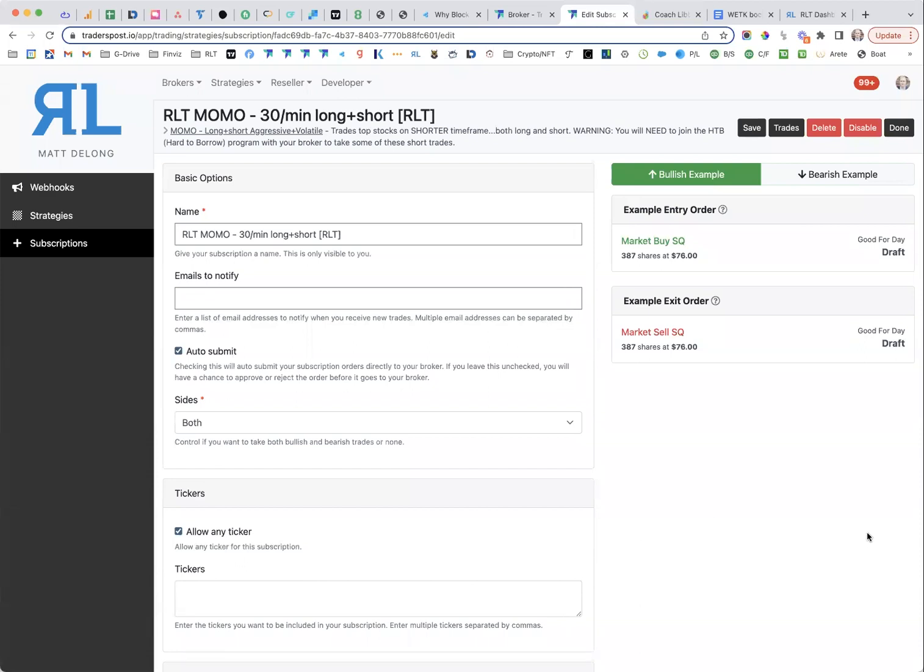We do rotate out the stocks and the tickers from time to time. So if you subscribe to the strategy and you check allow any ticker, that will allow us to remotely manage and update the tickers that are in the robot. You don't need to do anything except subscribe and set it up and then let it run. We have many, many clients who are very happy, who have made their original investment in this software tool back many, many times.